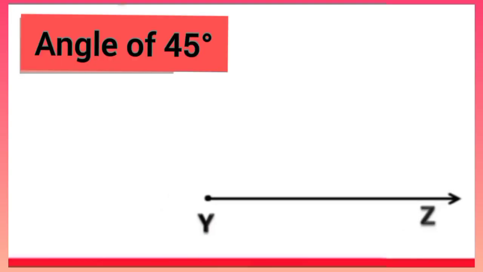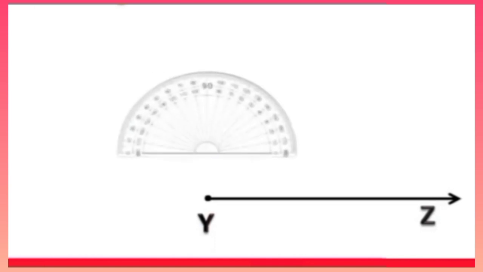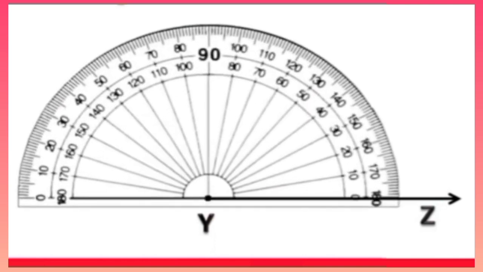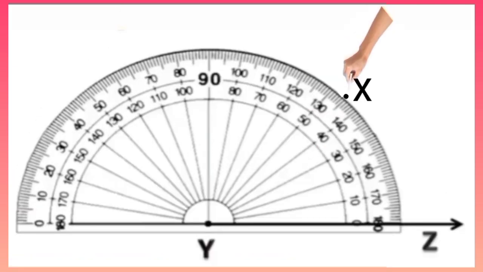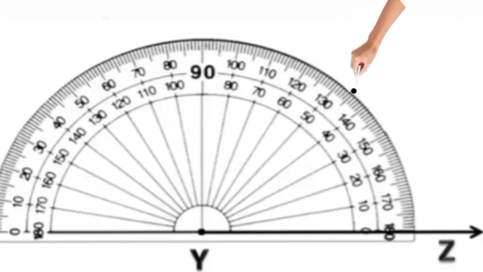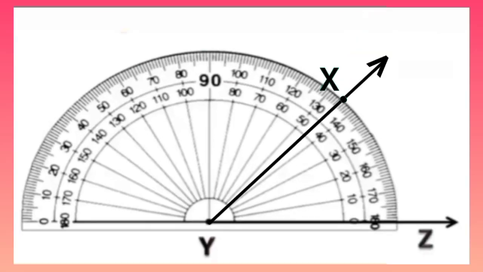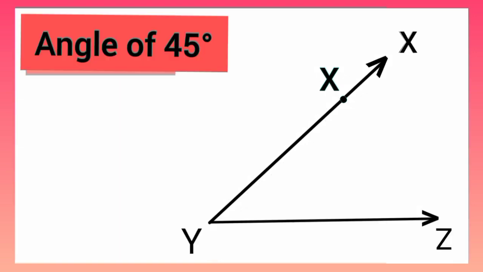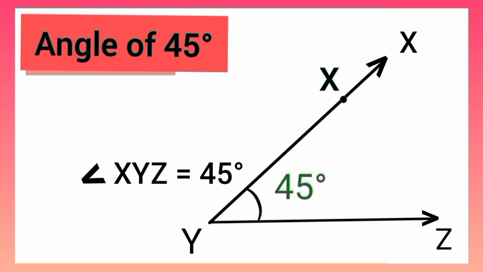Now let's draw an angle of 45 degrees. First of all, we will make a ray YZ, and now take the protractor and keep the center of the protractor at point Y such that the zero line corresponds to YZ. Dear students, now let's take a point according to the inner scale on 45 degrees. Now let's join points X and Y in such a way that we construct the angle XYZ. Here we have made angle XYZ equal to 45 degrees.